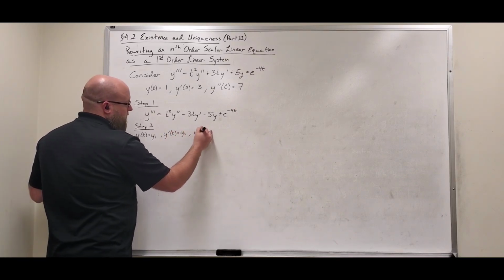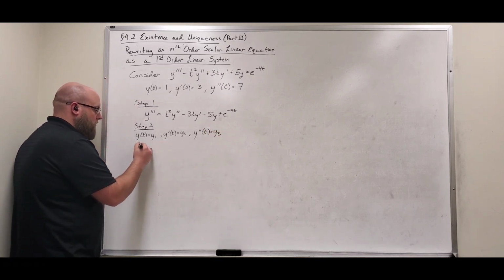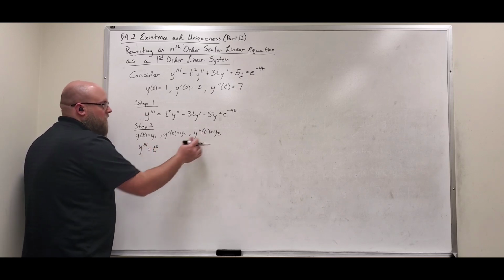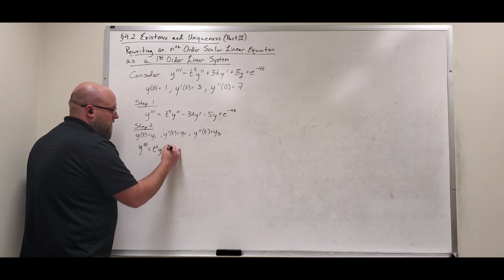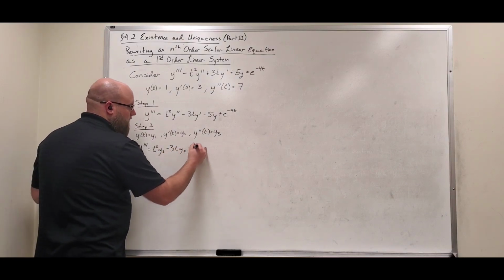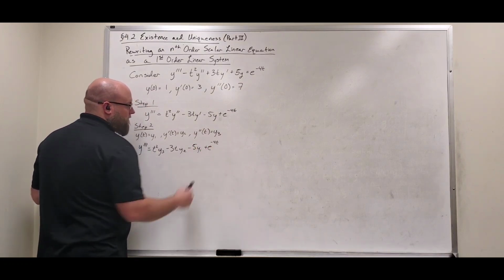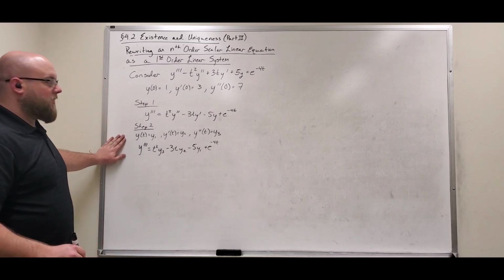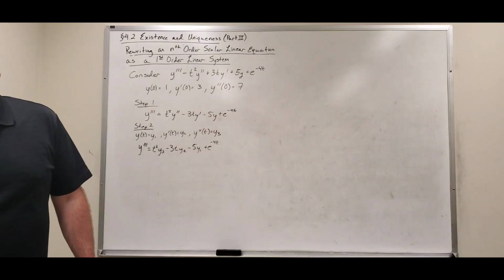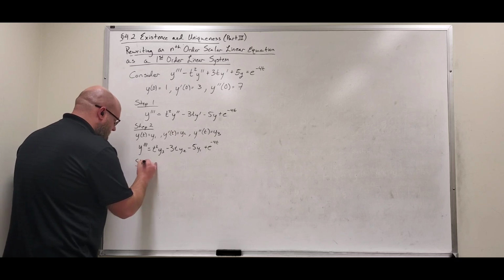Y double prime of t is equal to y3. So that means when we rewrite this, we're going to get y triple prime is equal to t squared y3 minus 3t y2 minus 5 y1 plus e to the -4t. All right? So right now, step 2 should look like this. Okay, and I'm just double checking on my paper here too. All right. So the next step, step 3, is rewrite everything as a system.